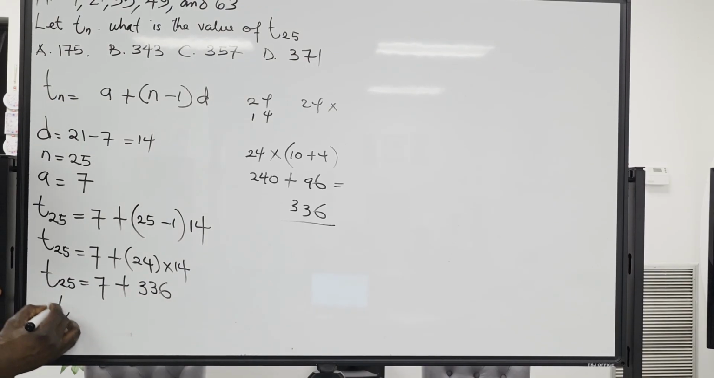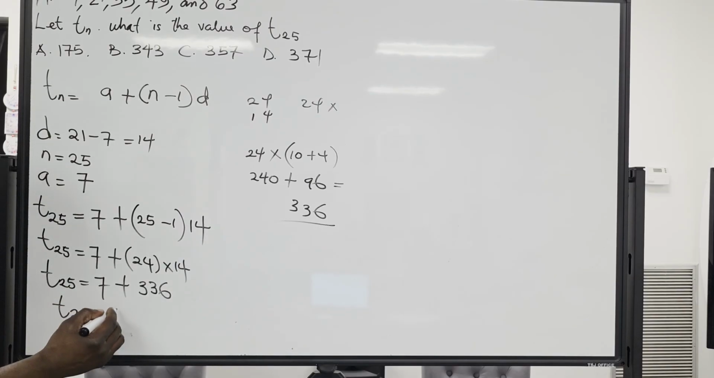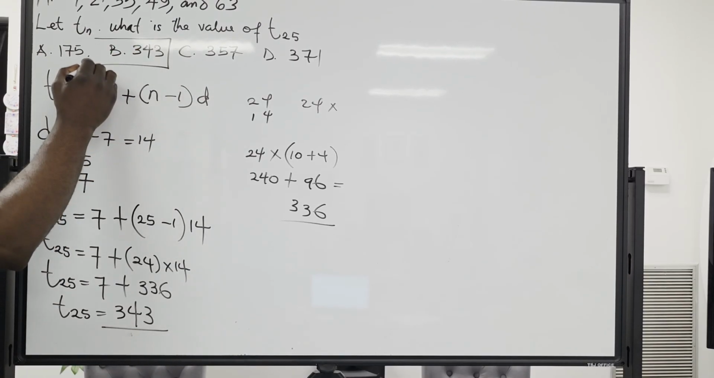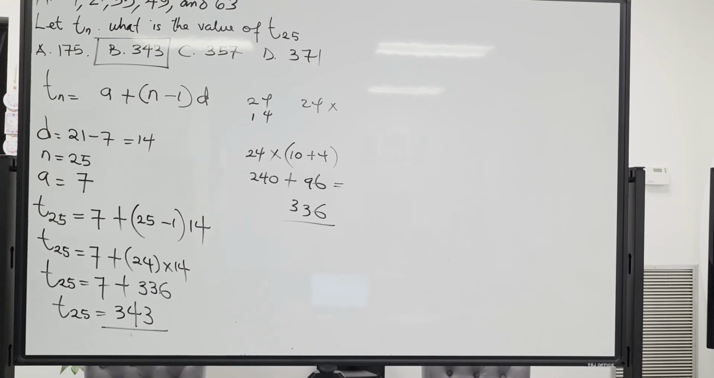So T25 is equal to 7 plus 336. That should give us 343. That's our answer, 343. Option B is the answer.